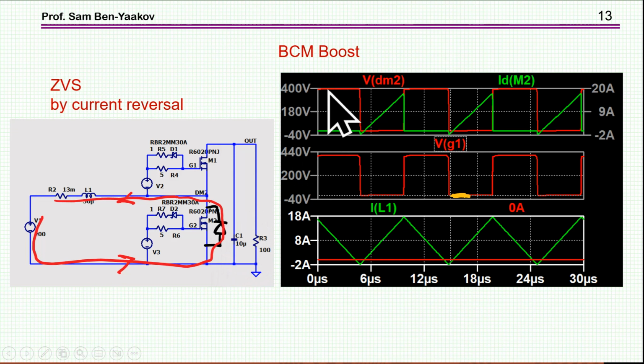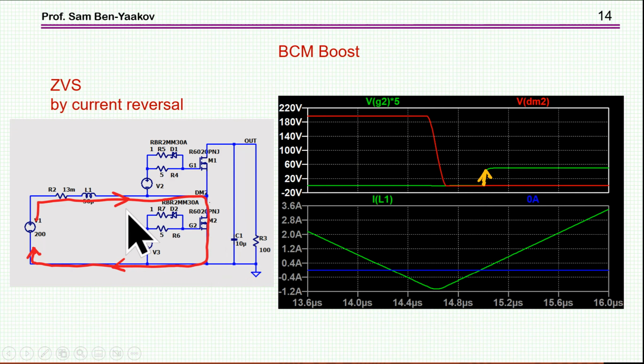So this is the advantage of the BCM approach, and then we turn on the transistor at zero voltage switching because the diode was conducting and the voltage is already low. Then we turn on the transistor and the current reverses again to the normal range, and it starts climbing up at the point that we have the gate. This is the gate of the lower transistor, which is turned on here, while the voltage here is already low due to the conduction of the diode.